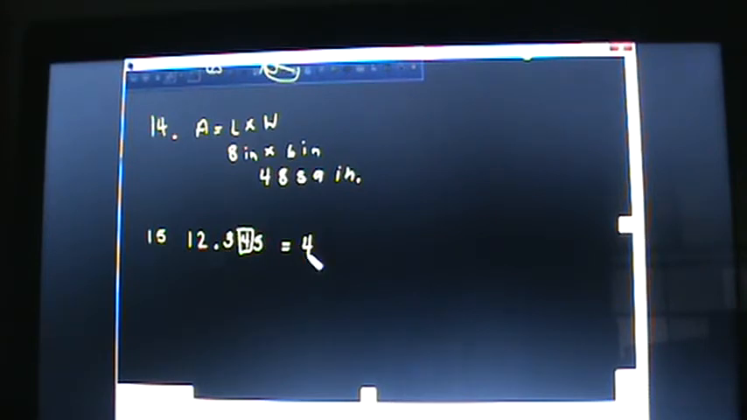Number 16. Says write the decimal number for 3 and 12 hundredths. It tells me I have 3 whole, and is a decimal, 3 and 12 hundredths. So that would be simply 3.12.